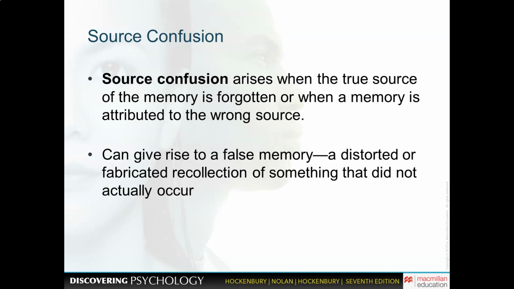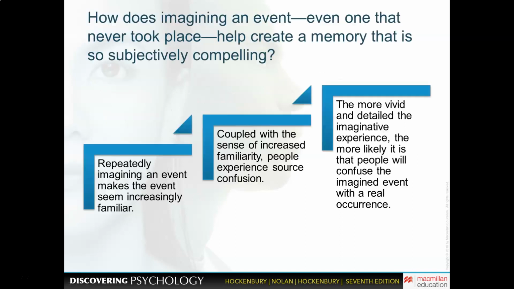Elaborate just a little bit. So as I mentioned, source confusion arises when the true source of the memory is forgotten, or when a memory is attributed to the wrong source. So that can result in false memories. All right, and definitely imagining an event, one that even never took place, can help create a memory. Okay, so that is very important to know, to understand, and to remember.